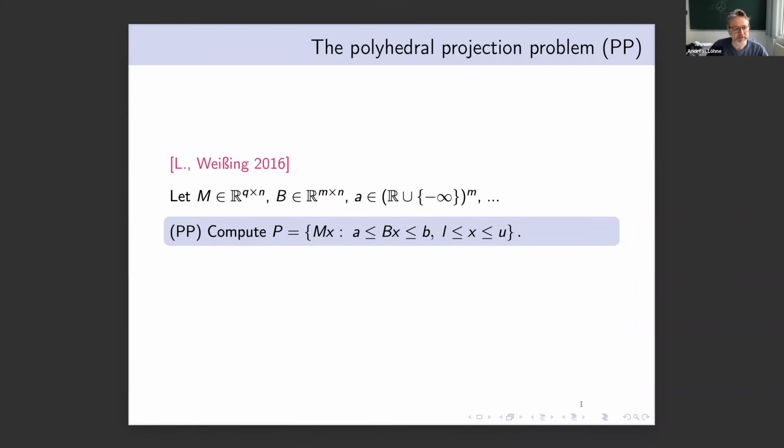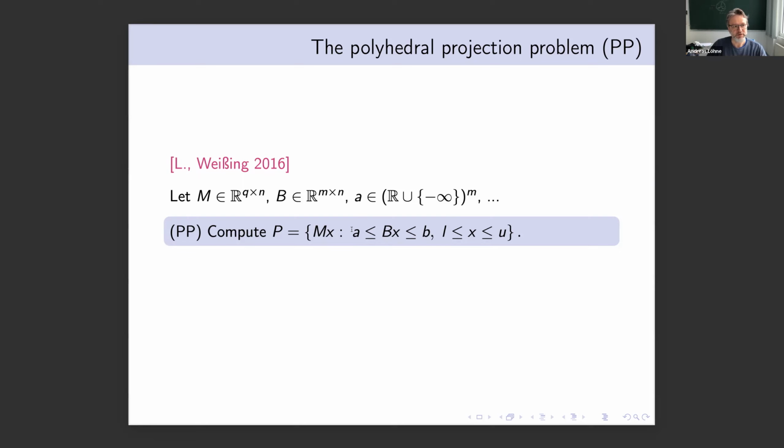And in a paper from 2016, we formalize this problem to project a polyhedron. We call this a polyhedral projection problem, PP, and we consider a problem in a similar notation to an optimization problem. So we have here linear constraints, and M can be seen as a kind of objective mapping, but we do not minimize or maximize, but we compute this polyhedron in some sense.